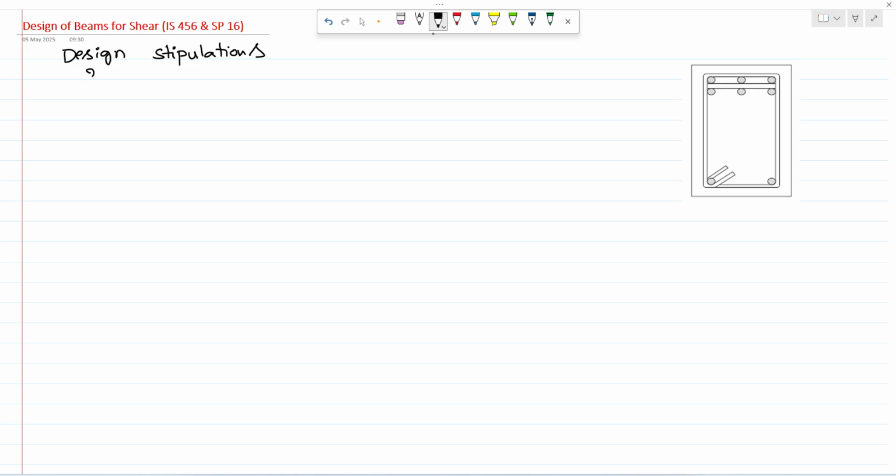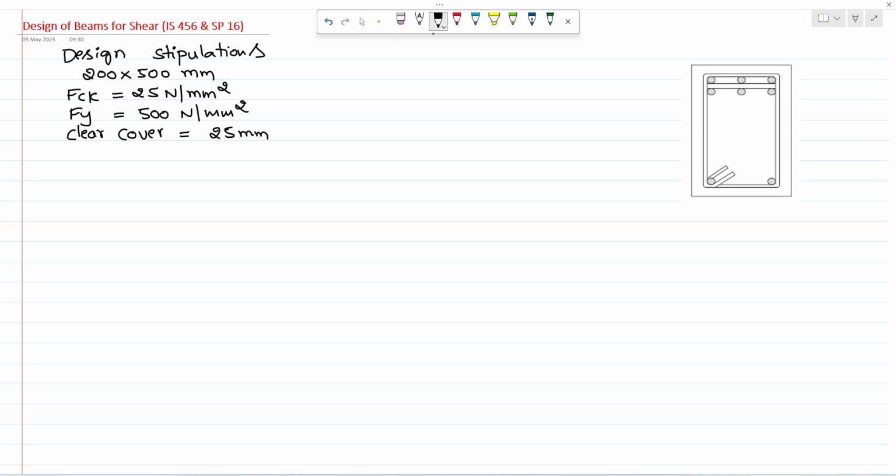Beam size 200 by 500 millimeter, FCK grade of concrete 25 Newton per millimeter square, grade of steel Fy it is 500 Newton per millimeter square, clear cover it is 25 mm.